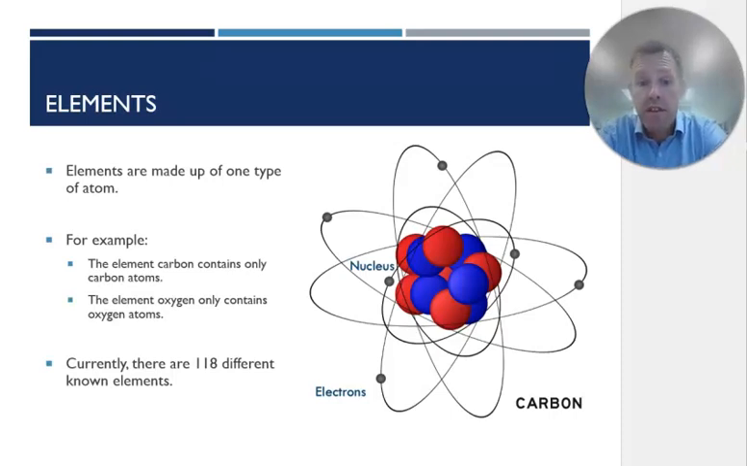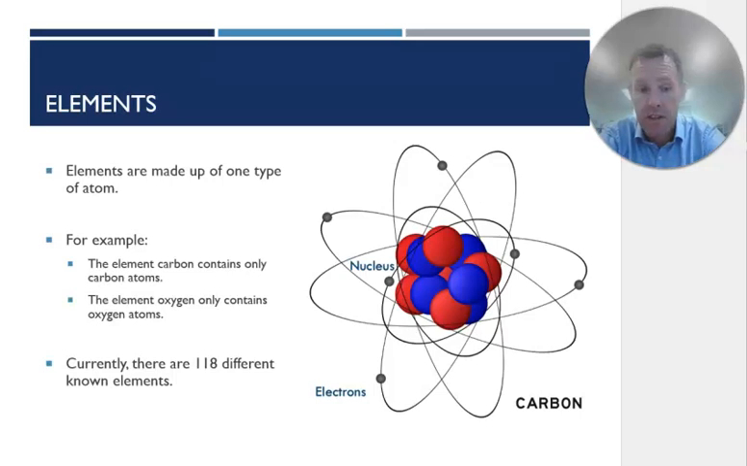Okay, so for this lesson, what we're going to look at is elements. And then we'll relate this back to the periodic table and the way that that is structured. Basically, elements are made up of one type of atom. Okay, so everything that's the same element will have the same number of protons in its nucleus.